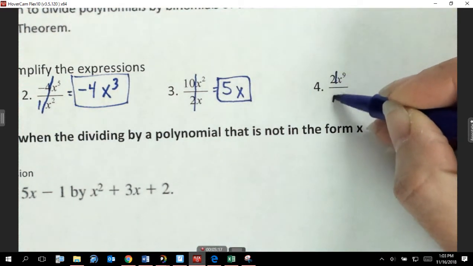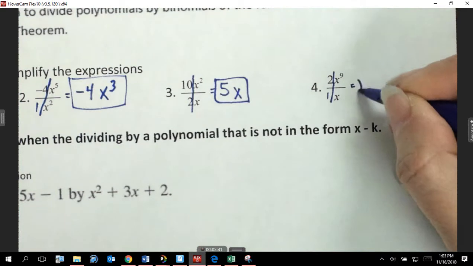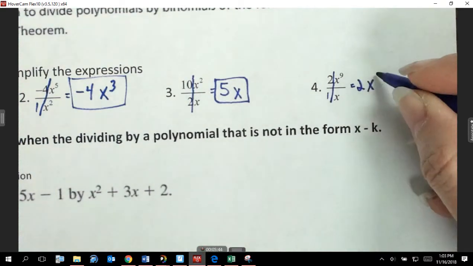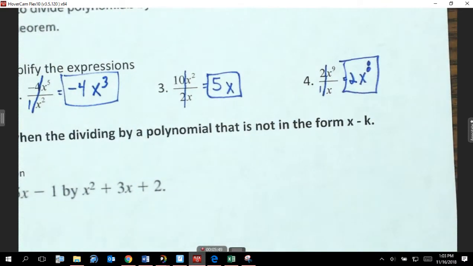So that last one, do it on your own, if you haven't already. You guys already done? All right, let's see if you did it right. We take 2 divided by 1, and we take x to the 9th divided by x. That's x to the 8th. See, division's going to be so easy, huh? The division's simple.